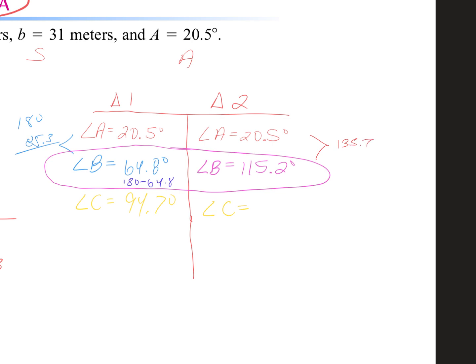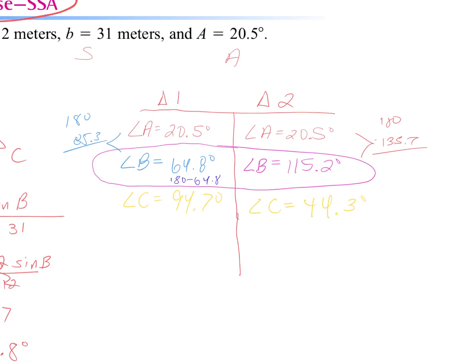135.7. And then I take 180 minus 135.7. And I got 44.3 degrees. That means two triangles are present. What would happen if I found the supplement right here for angle B? Right? I found the supplement. And then when I added in the second triangle, I added A and B together and it was more than 180. Is there a second triangle? No.